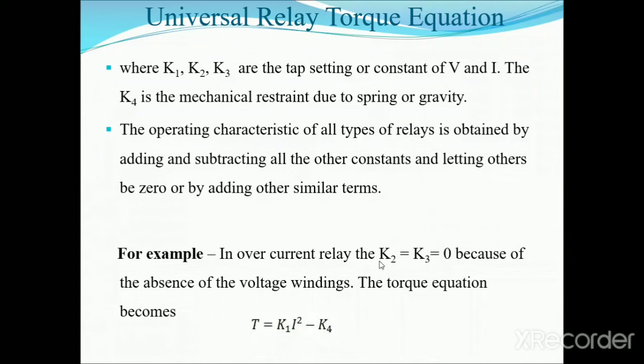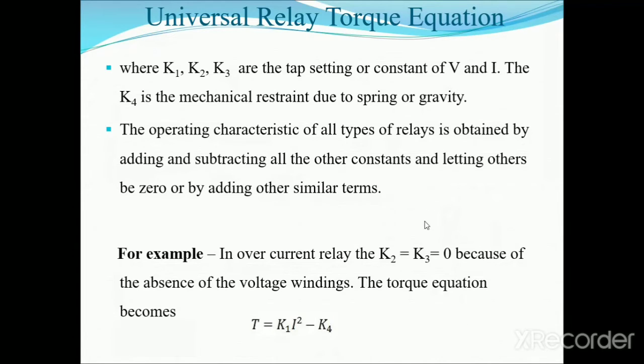Suppose in the case of an overcurrent relay we substitute K2 = K3 = 0 because of the absence of the voltage winding. In an overcurrent relay we use only the upper magnet and the lower magnet. We already explained this in the last class, the induction relay also has upper and lower magnets. Due to changes in the fluxes of the upper and lower magnets, we develop some torque. But in some relays we use the voltage winding and the current winding.